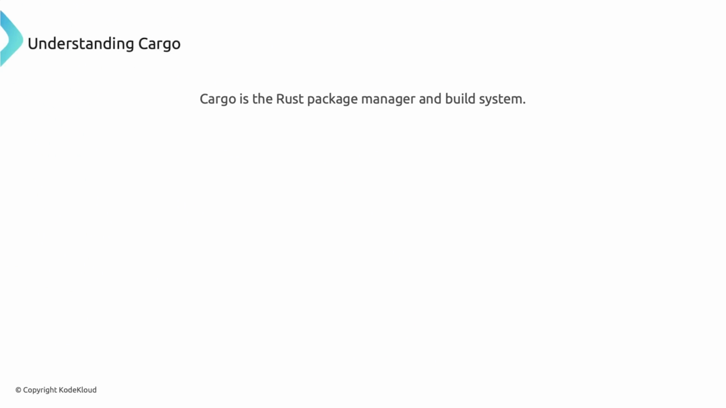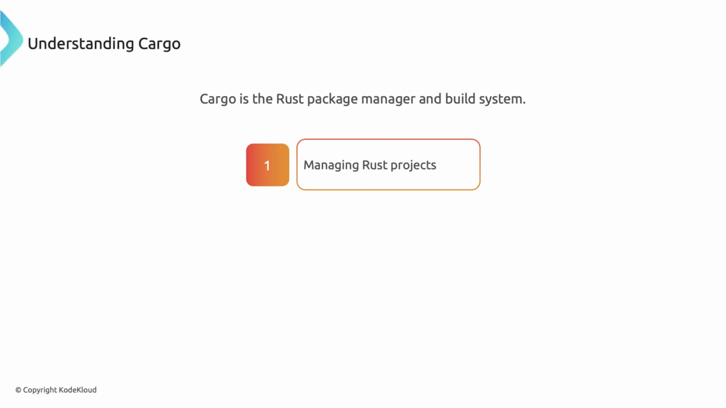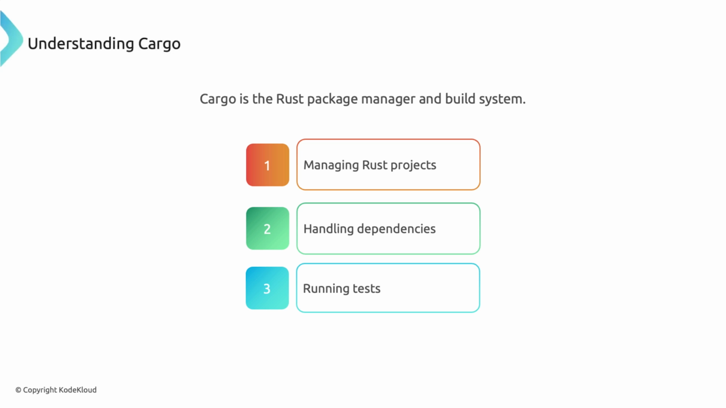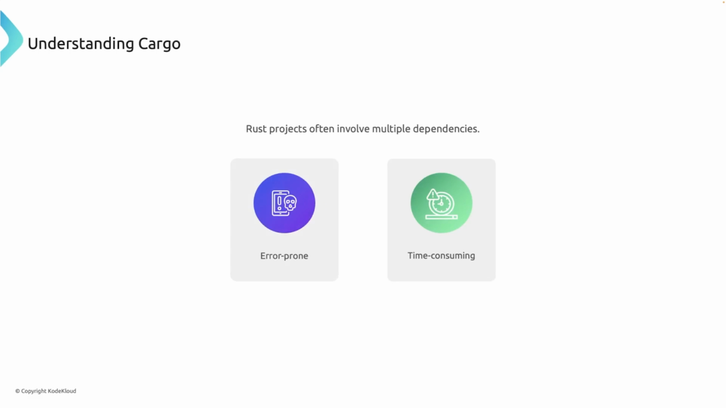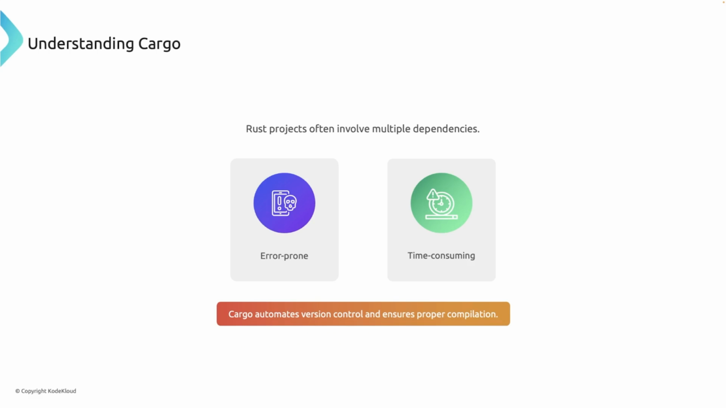Cargo is the package manager and build system for Rust. It helps you to manage your Rust projects, handle dependencies, run tests, and much more. So you can think of it as your all-in-one tool for Rust development. Now, why do we need Cargo? First of all, Rust projects often involve multiple dependencies, and managing these manually can be error-prone and time-consuming. So Cargo automates this process, ensuring that you have the right versions of libraries and that everything compiles correctly.